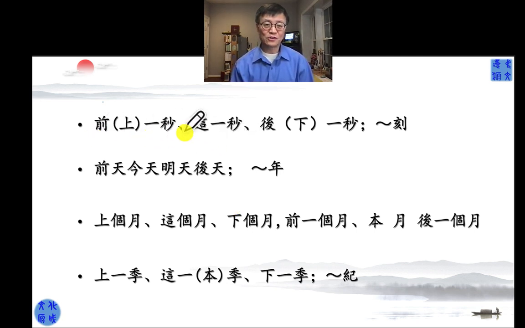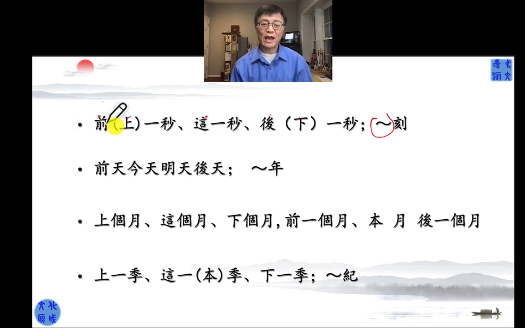Now, when we use all these characters to describe timing, we can say 前一秒, the 1 second ago, just passed, or 上一秒, it's the same meaning, 前一秒, or 上一秒. Now, 这一秒, it's right at this moment, right at this second. 这一秒, then next second, 后一秒 or 下一秒. That second, then you can use this to represent this thing.